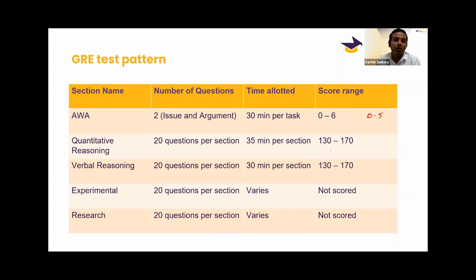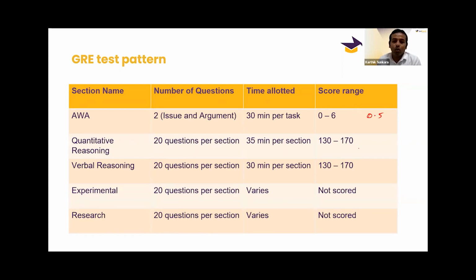Okay, and quantitative reasoning is one of the sections that we'll be talking about today. In this, each section will have 20 questions, and it's for 35 minutes, and the score is minimum 130 to maximum 170. Okay, and the verbal section also has 20 questions per section, and 30 minutes per section, and this is also from 130 to 170.